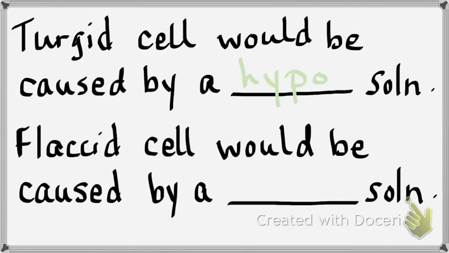How about this sentence? A flaccid cell would be caused by a blank solution. Good. Hyper. It would make it shrivel and become limp. What is a flaccid cell? A flaccid cell would be a limp cell.